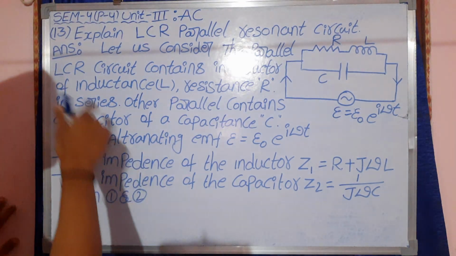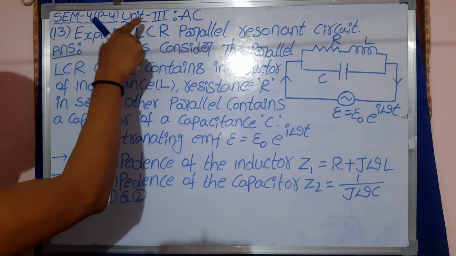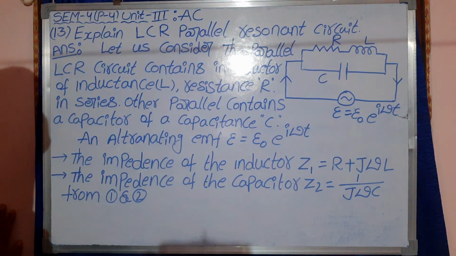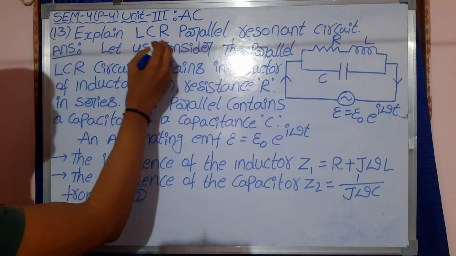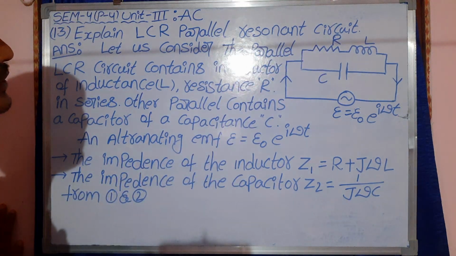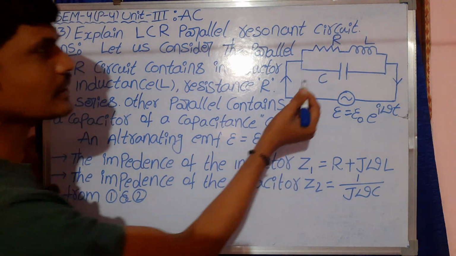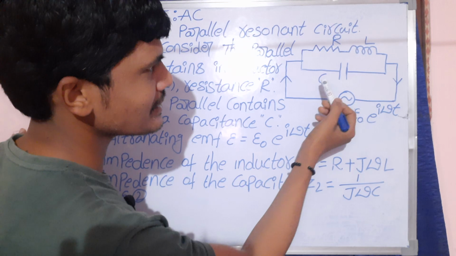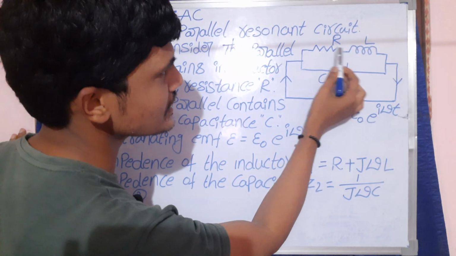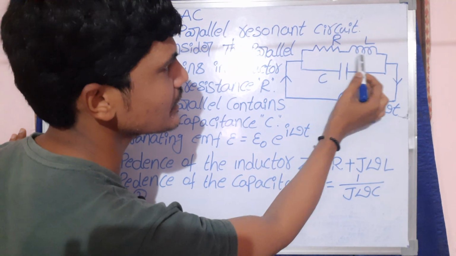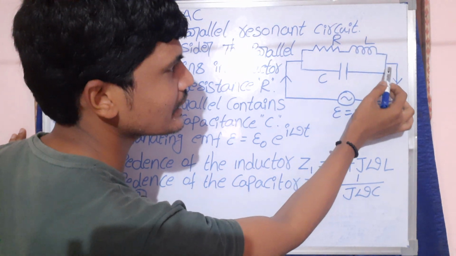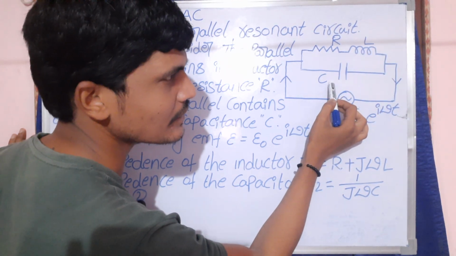Today my topic is semester 4, paper 4, unit 2, alternating current: explain the LCR parallel resonance circuit. This is the parallel resonance circuit. The resistance and inductor are in series, connected in parallel with a capacitor.